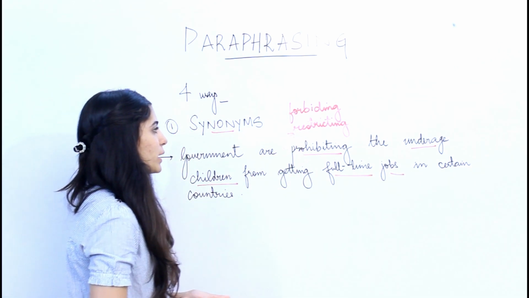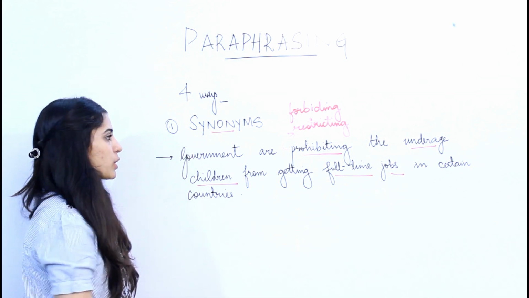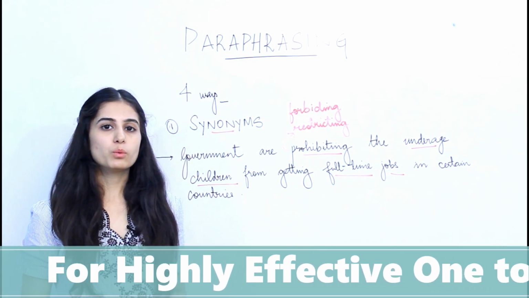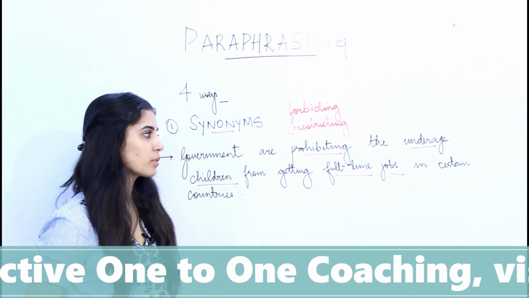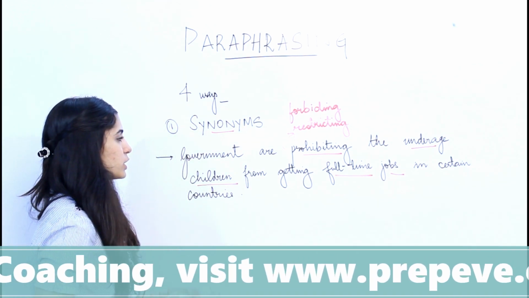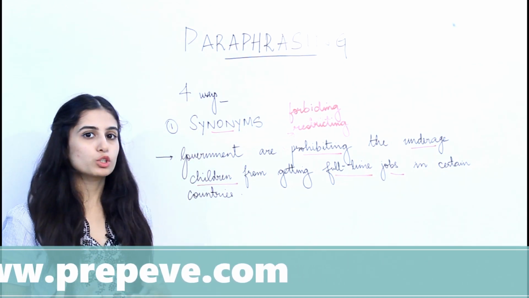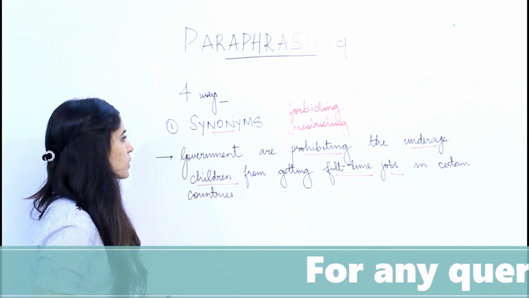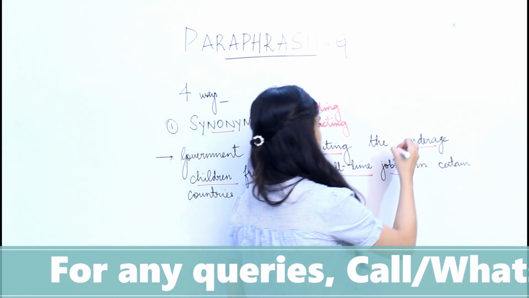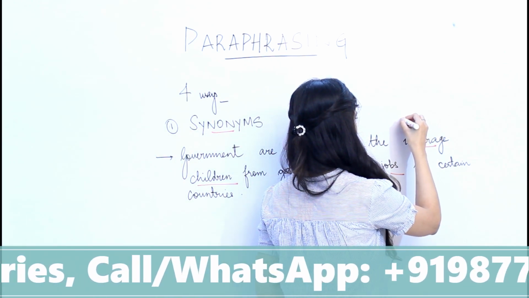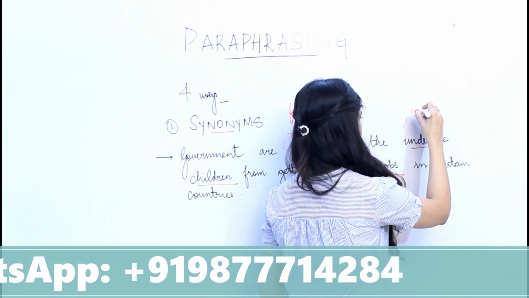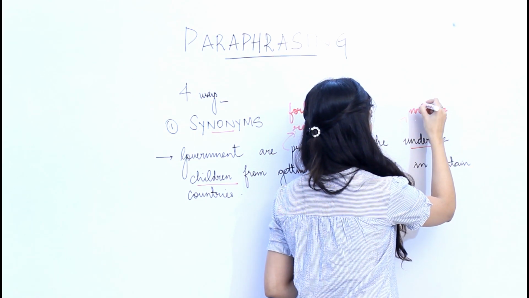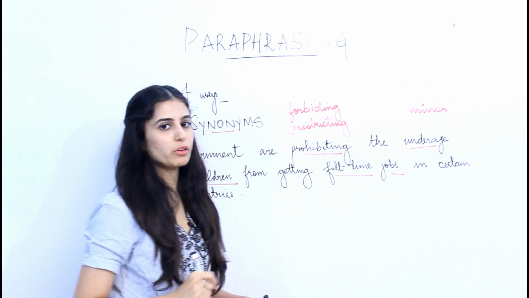Okay, so the next one is underage children. What do you mean by underage children? What is the other word that can be written here? Underage children, basically you're trying to say the children who are supposed to be going to school and getting educated. So for underage, you can write the word minor or minors depending upon the question or the statement.